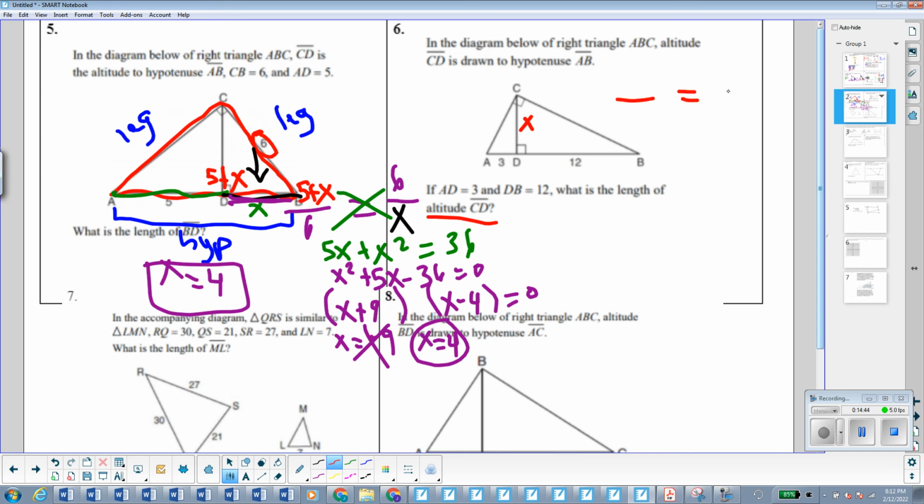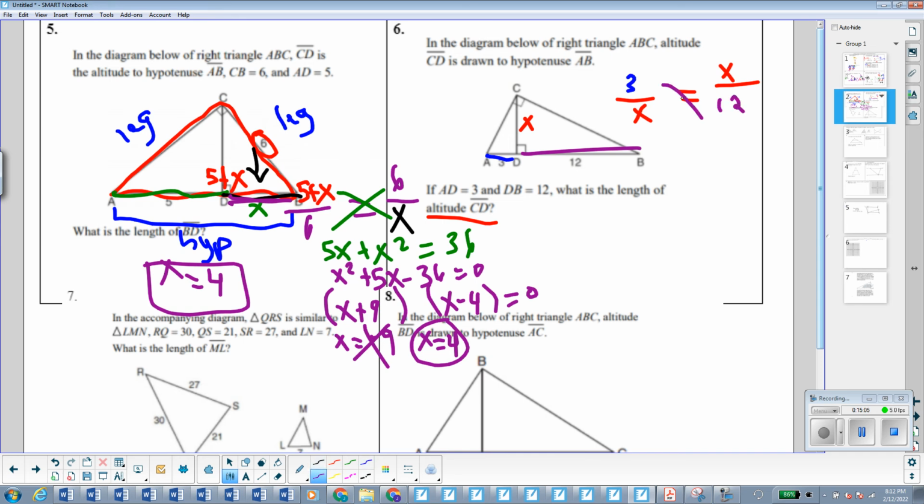So I'm going to set up my proportion. Remember that the altitude is the mean proportional between each of the two parts of the hypotenuse of the big right triangle. So it's the mean proportional between 3 and 12.